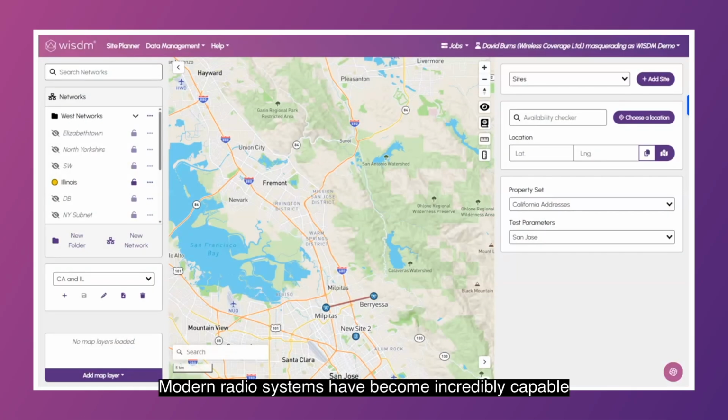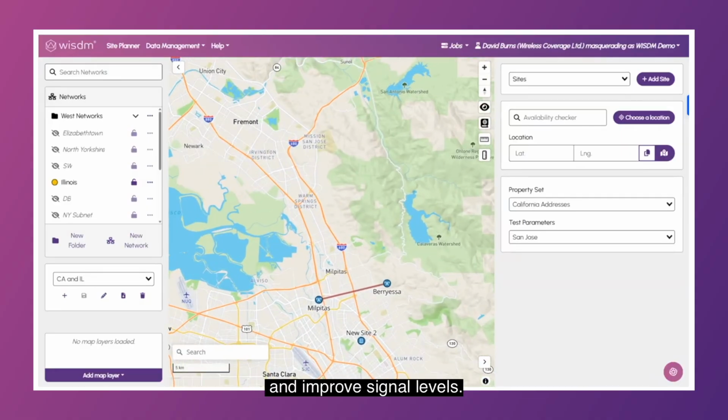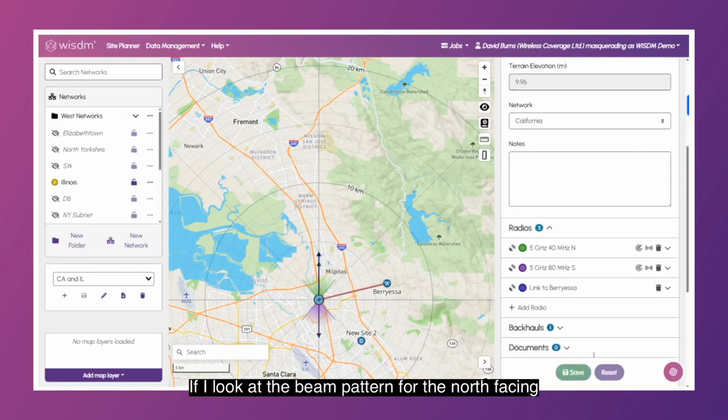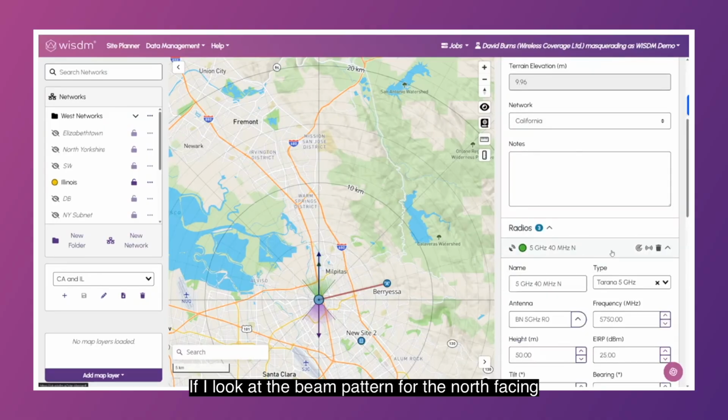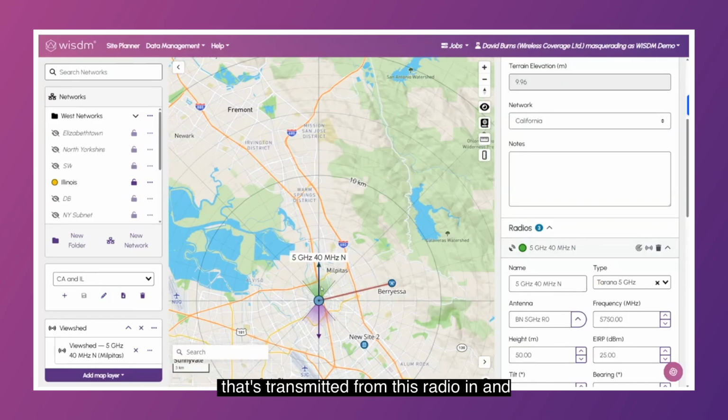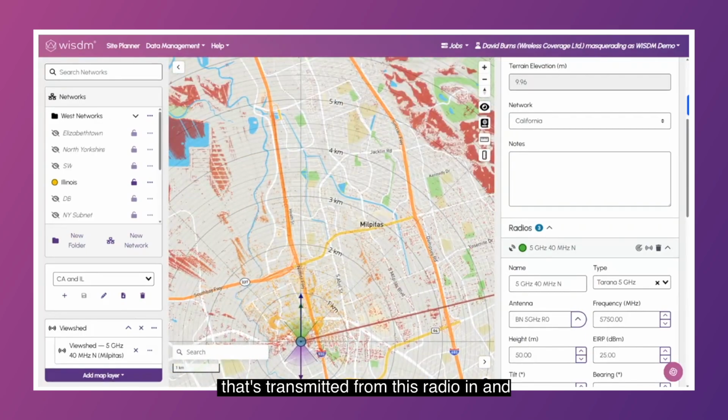Modern radio systems have become incredibly capable, with phased arrays and other intelligent antenna solutions to improve coverage, reduce interference, and improve signal levels. On this site, we have two sector antennas, a north-facing and a south-facing. If I look at the beam pattern for the north-facing sector by running a viewshed, we can see the energy that's transmitted from this radio in and around it.